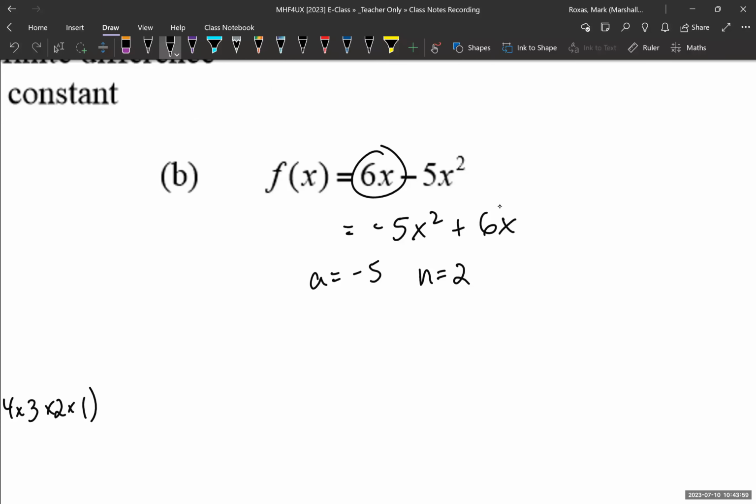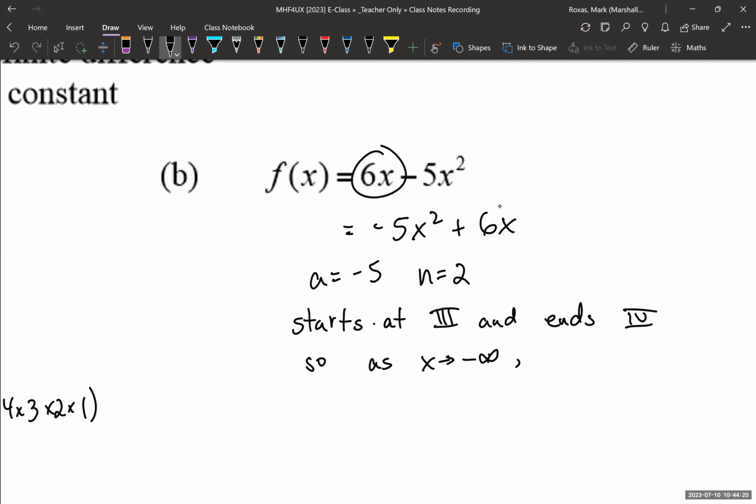Okay. So a negative even degree function means we start at quadrant 3 and end at quadrant 4. So as x goes to negative infinity, y goes to negative infinity, and as x goes to positive infinity, y goes to negative infinity. Okay. Since the degree is 2, the constant finite difference would be the second differences.